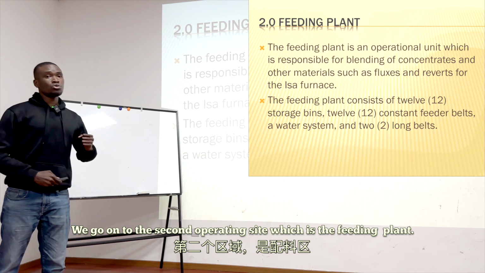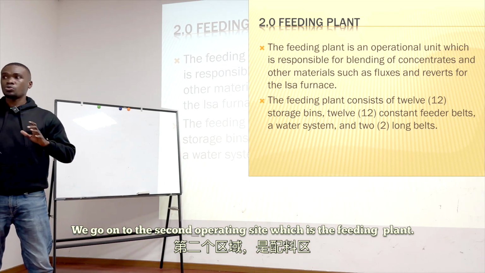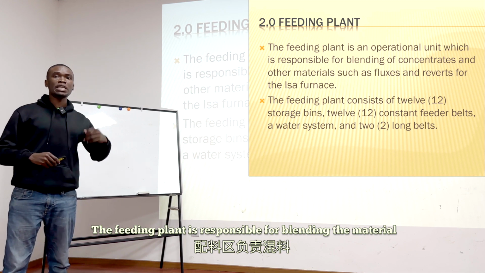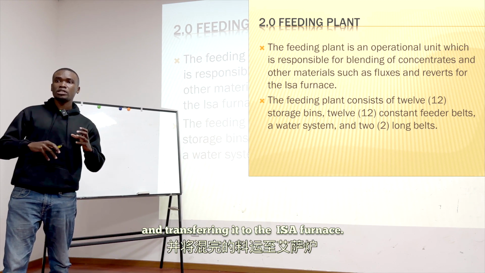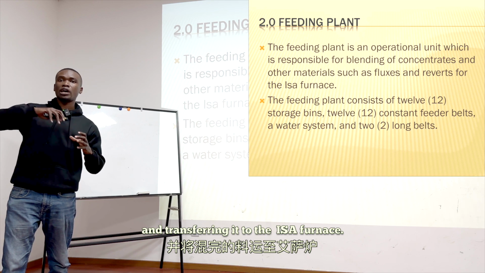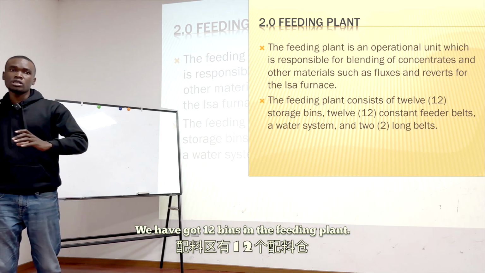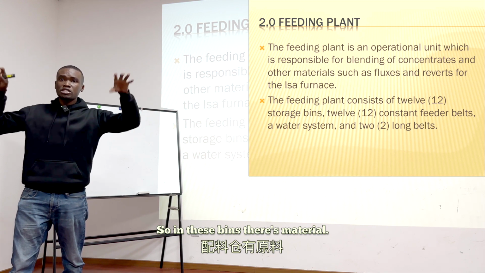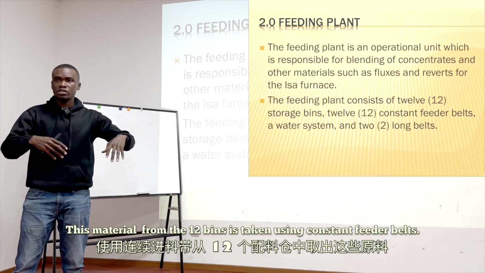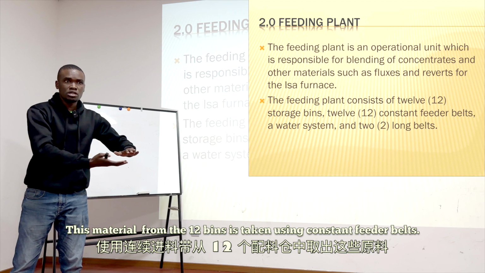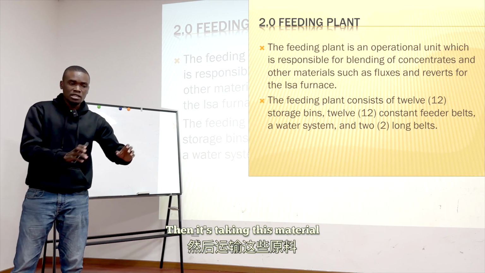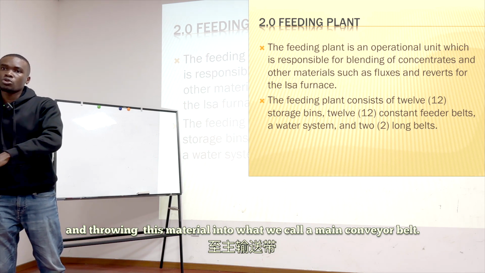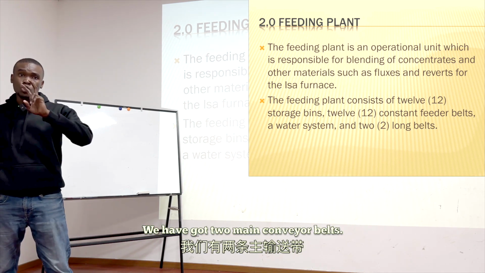We go on to the second operating site, which is the feeding plant. The feeding plant is responsible for blending the material and transferring it to the ISA furnace. We have got 12 bins in the feeding plant. In these bins, there's material. This material from the 12 bins is taken using constant feeder belts. Then it's throwing this material onto what we call a main conveyor belt. We have got 2 main conveyor belts.